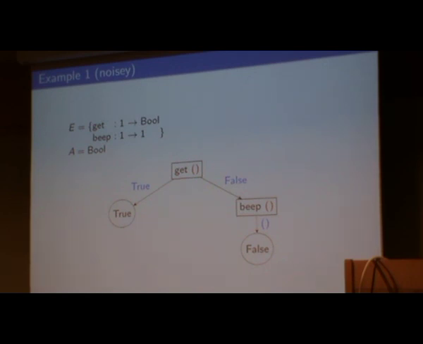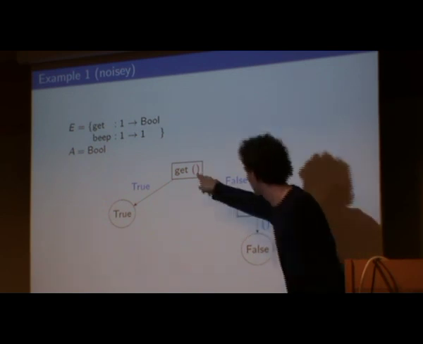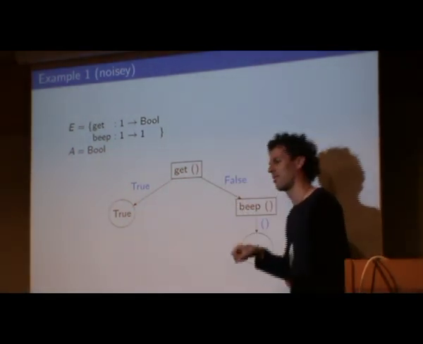Pretty simple. Yeah, so the things in red are the parameters, the things in blue are the return values of the operations.